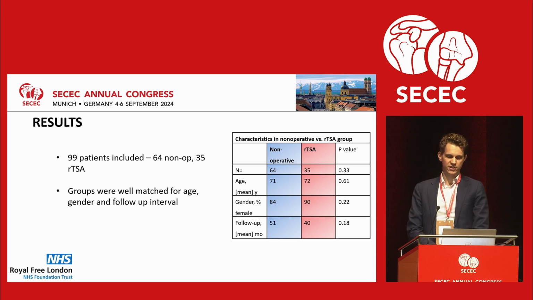We included 99 patients, 64 in the non-op and 35 in the reverse shoulder arthroplasty group. It was in keeping with the literature. Most of our patients were female and elderly, with a mean age of 71 in the non-operative and 72 in the reverse group. Whilst there was a difference in the overall numbers between the two groups, as expected, these were well matched for age and gender. Due to frailty and patient comorbidity in our elderly population, the non-operative group was larger than the reverse shoulder arthroplasty group.